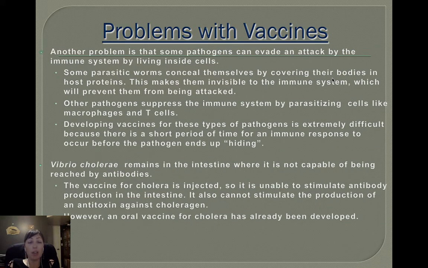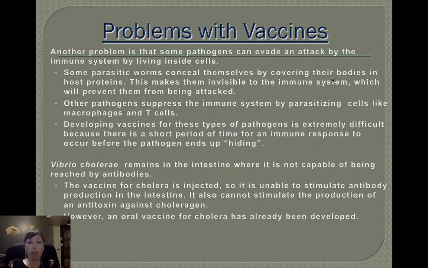Okay. Another problem is that some pathogens evade an attack by the immune system by living inside cells. So parasitic worms can conceal themselves by covering their bodies in host proteins. This makes them invisible to the immune system, which will prevent them from being attacked. Other pathogens suppress the immune system by parasitizing cells like macrophages and T cells. Developing vaccines for these types of pathogens is extremely difficult because there is a short period of time for an immune response to occur before the pathogen ends up hiding.